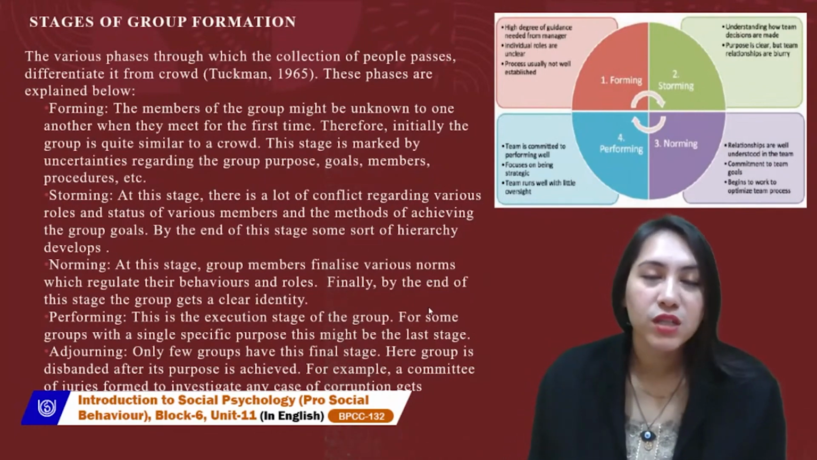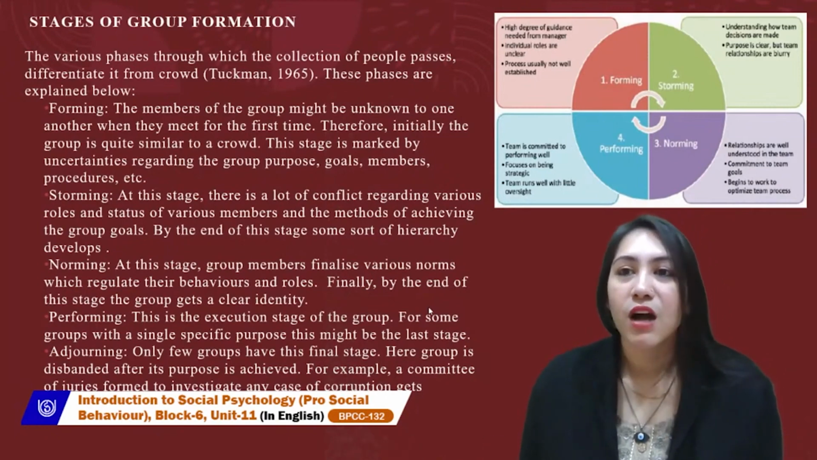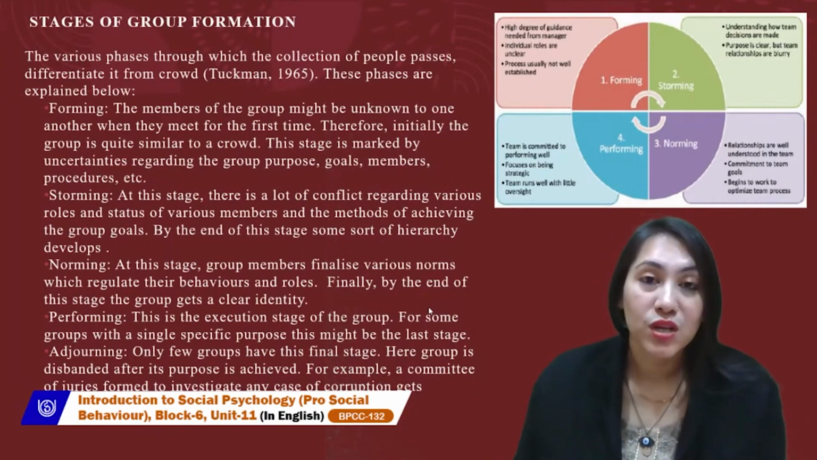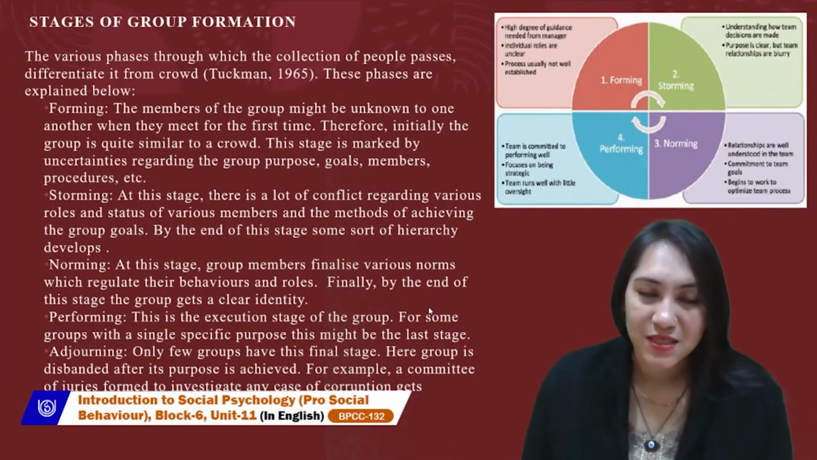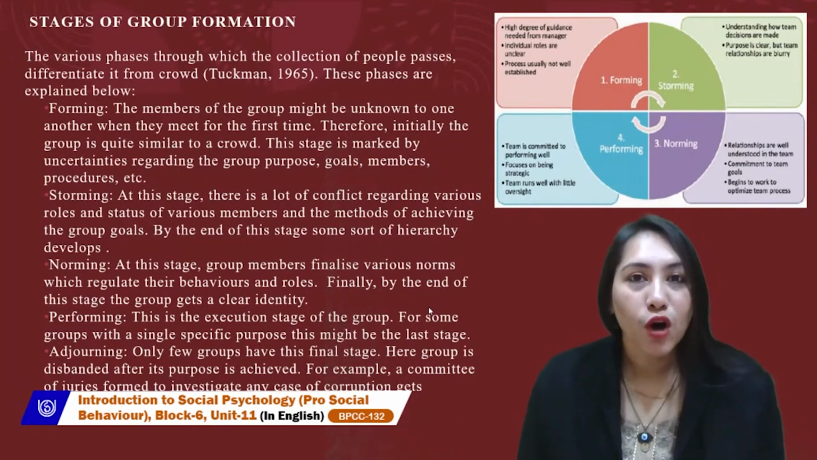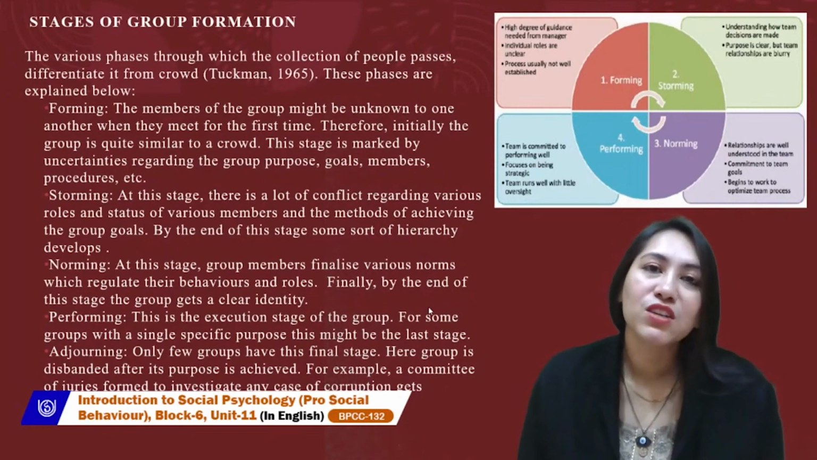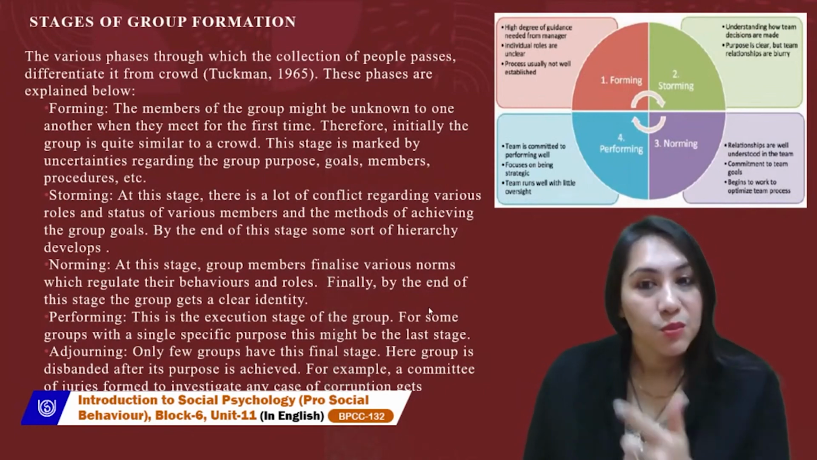So initially, what are we? If you go to a mall, there are hundreds of people around. That's a crowd. If that crowd gets bifurcated into groups, that will happen in terms of phases. So let's understand: forming, storming, norming, performing, and adjourning. There are 5 stages. The picture shows 4.